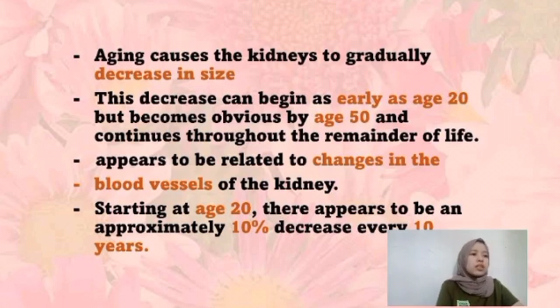The decrease in kidney size appears to be related to changes in the blood vessels of the kidney. The amount of blood flowing through the kidneys gradually decreases. Starting at age 20, there appears to be an approximately 10% decrease every 10 years.